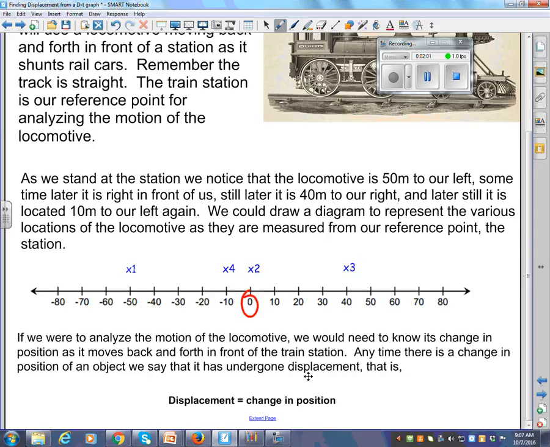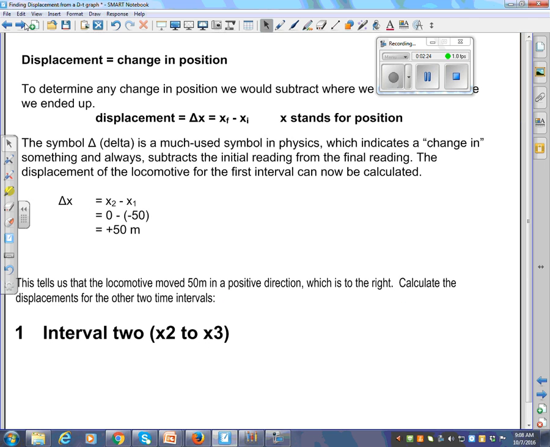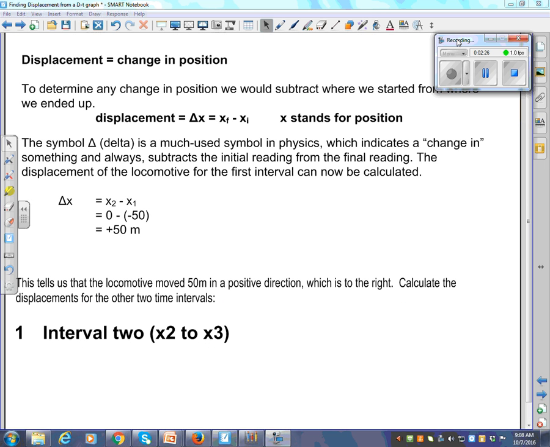Displacement is a change in position. Displacement is a change in position. So, displacement is a change in position.